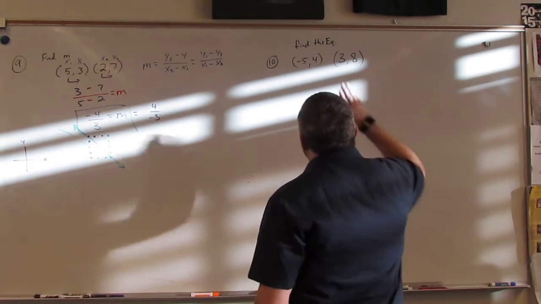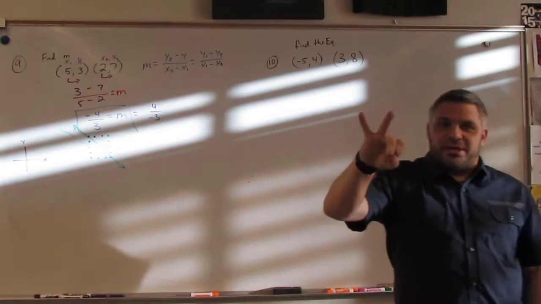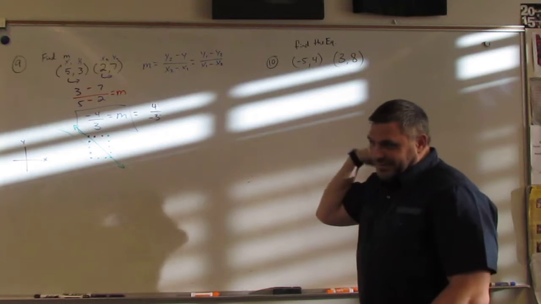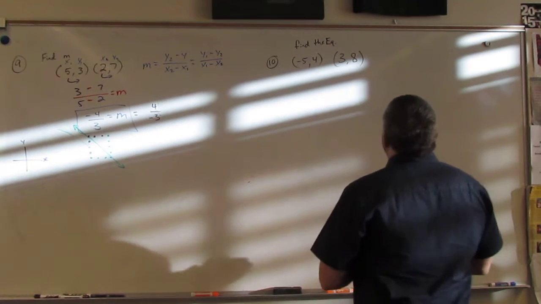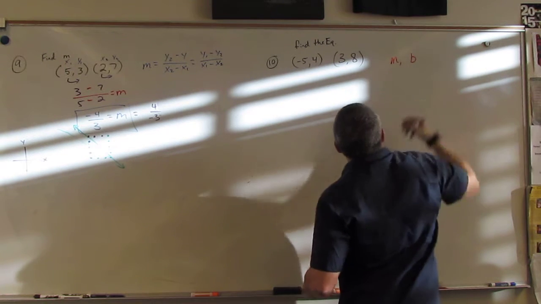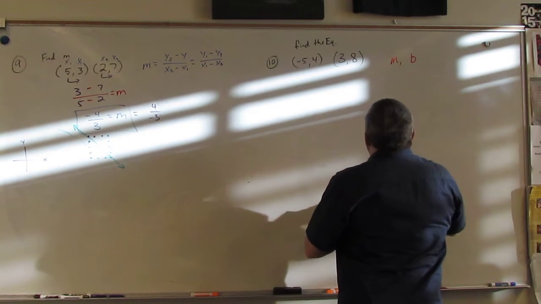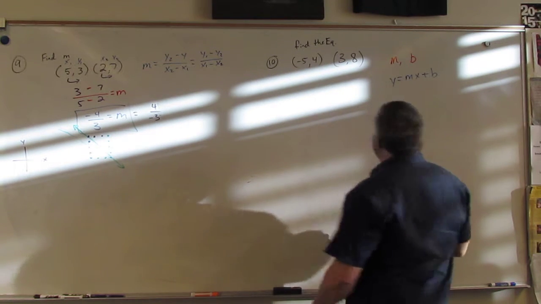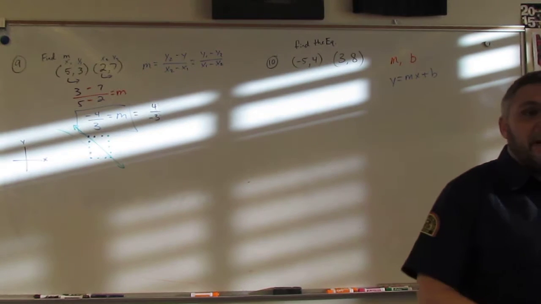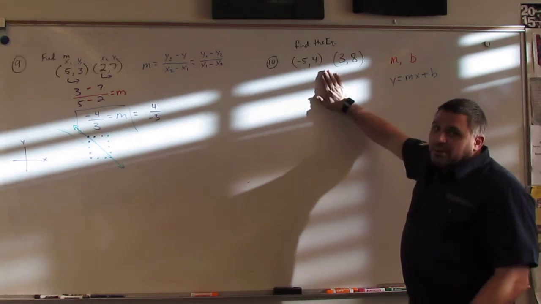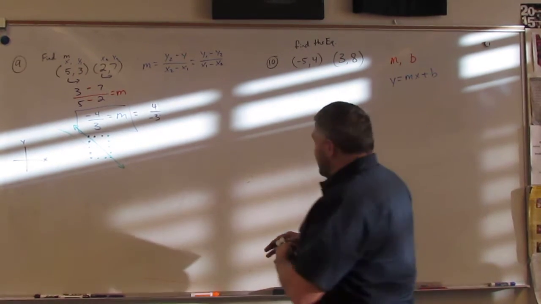Alright, so here we go. Find the equation. To find the equation, you need 2 things. What 2 things? The slope and the y-intercept. So we want to use y equals mx plus b. And all we need to do is find the m and the b. If we can find m and b, we're good. So what are we going to find first? The m.